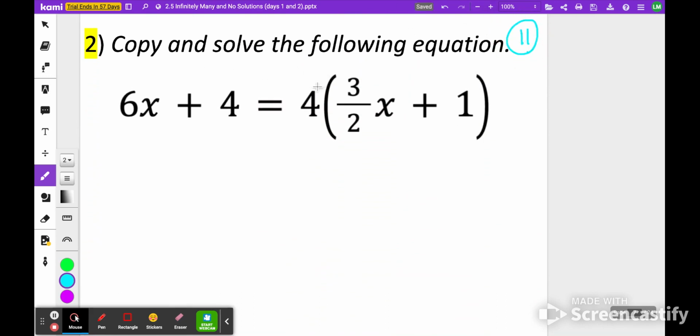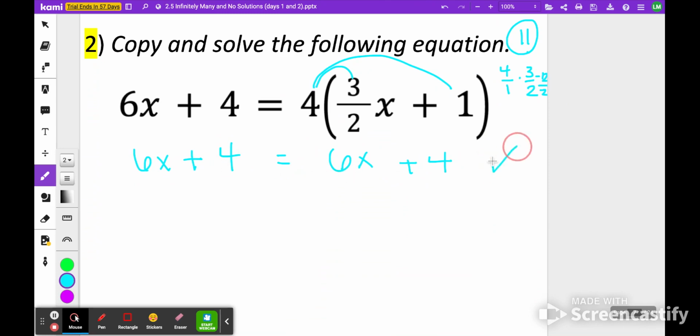All right, so in order to figure out how this one works, we're going to distribute the 4 over here first. 4 times 3/2 is like doing 4 over 1 times 3 over 2. So that's 4 times 3, which is 12, and 1 times 2, which is 2. So 4 times 3/2 is 12 over 2, or 6x, and then 4 times 1 is 4. So I get 6x is equal to 4, and on the left side I also have 6x equals 4. Noticing that this is a true statement.